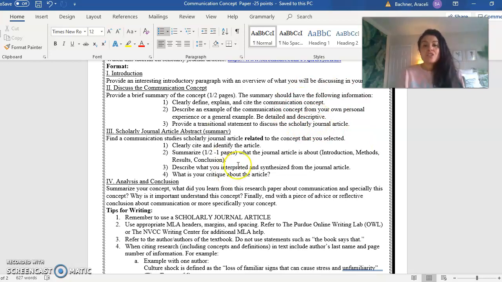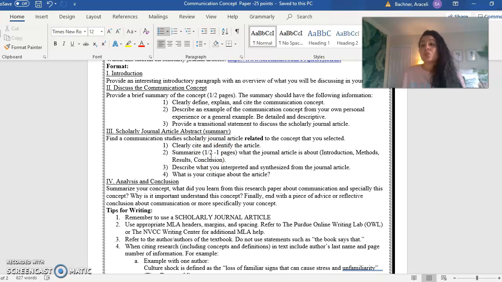The next part, you're going to discuss the journal article that you selected. So let me change the communication concept, and say I want to talk about nonverbal communication, and more specifically eye contact. Okay, so I found an article about how different cultures vary in eye contact. So find a communication studies article related to the concept you selected. Clearly cite and identify the article. So put the title of the article, who the authors were, and then the next part is summarize.